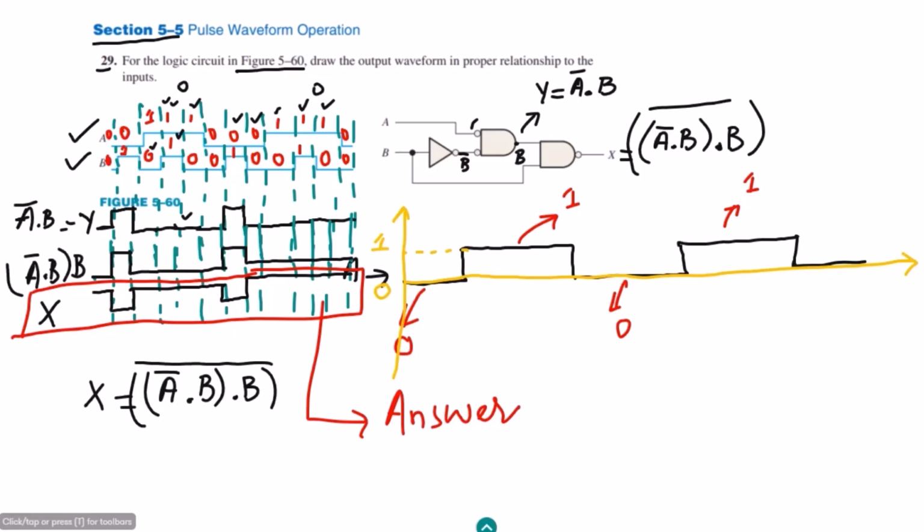So I hope all the steps are now understandable to you guys, and you can find out the output of any waveforms or pulse waveforms which are given as input to any logic circuit, because this is what is performed in real world operation.